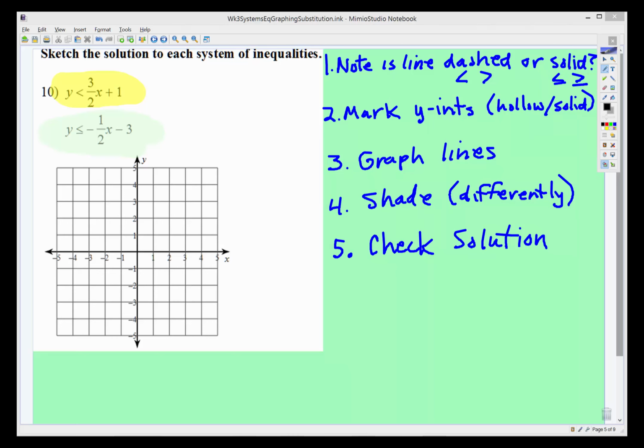Okay, now we're graphing systems of inequalities. Note, the very first thing I want you to pay attention to is whether you're going to need to draw a dashed line or a solid line. You draw dashed lines when the inequalities are greater than or less than. You graph solid lines when they're greater than or equal to or less than or equal to.